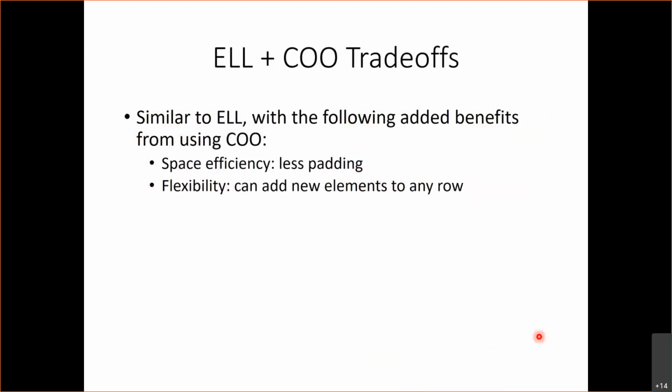So ELL was better than CSR in that it improved the coalescing behavior, right? But ELL and CSR both still have a problem that makes them inefficient. Control divergence, right? So to address the problem of control divergence, there's another storage format that optimizes for it, and that's called the Jagged Diagonal Storage format, or the JDS format.